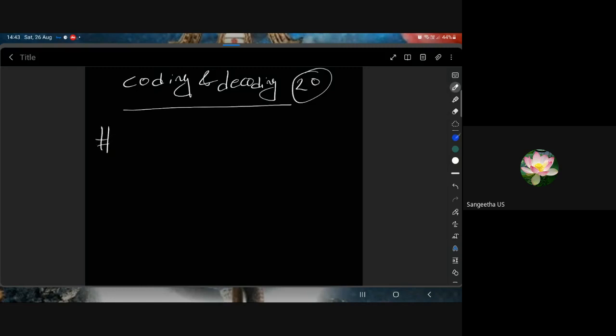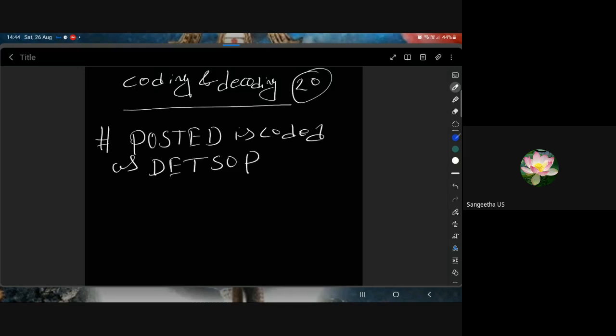See, a question: suppose, if I write, posted is coded as that's up. This is the question, and now they will ask you, what is the code of speed? Suppose a military unit is sending messages, and speed is the message they are going to send. Now they give some hint: posted is coded as that's up. Now we find the code for the message I want to convey using the word speed.